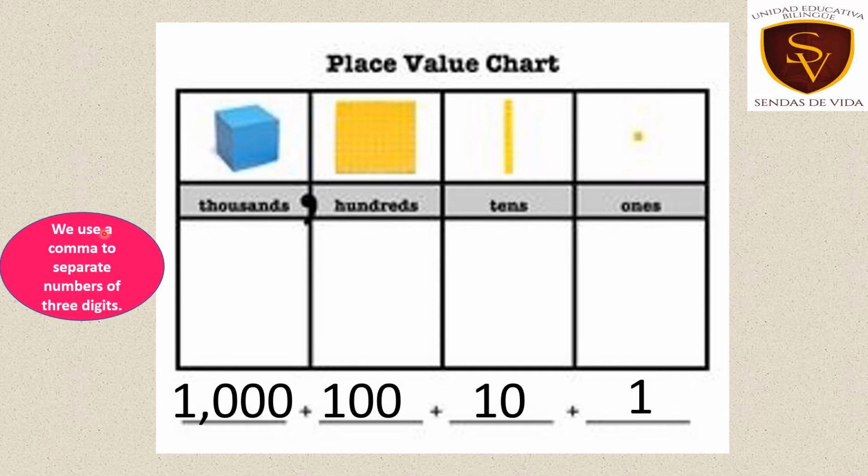We use a comma to separate numbers of 3 digits. Well, in this case, there are 4 digits: 1, 2, 3, 4. But we separate these 3 digits from this one with a comma. The comma has to be here. Do you see? That is the comma.